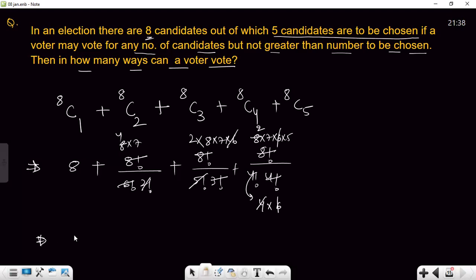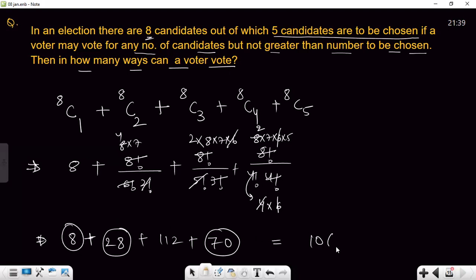Now let's simplify. 8 plus 4 into 7, 28, plus 8 into 7, 56 into 2, that is 112. 2 into 7, 14 into 5, 70. 8 plus 28 plus 70 becomes 98. 98 plus 8 becomes 106, plus 112, that is 218. So 218 is the correct answer.